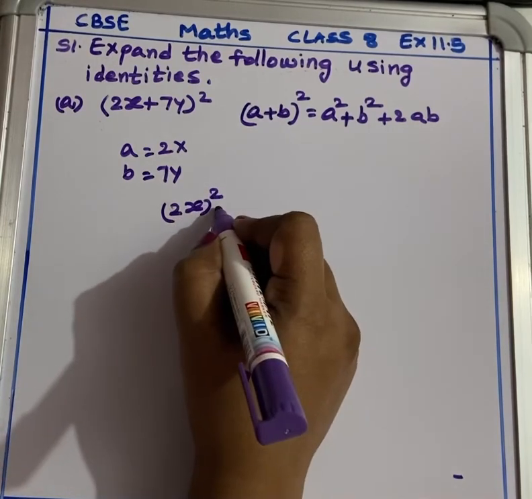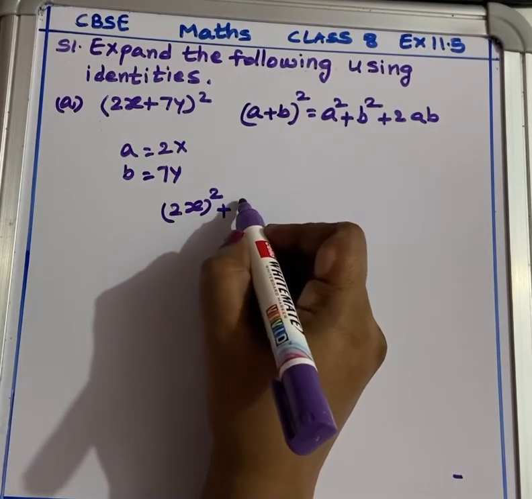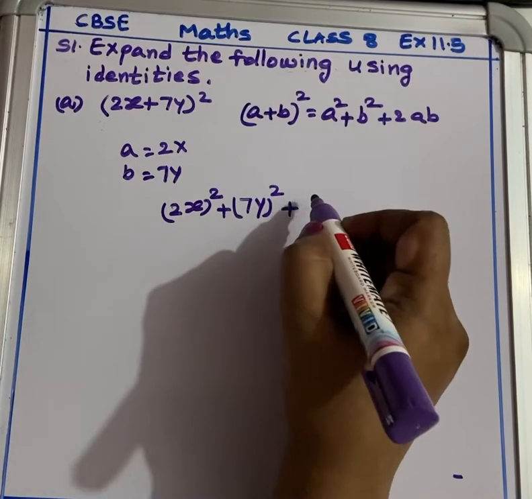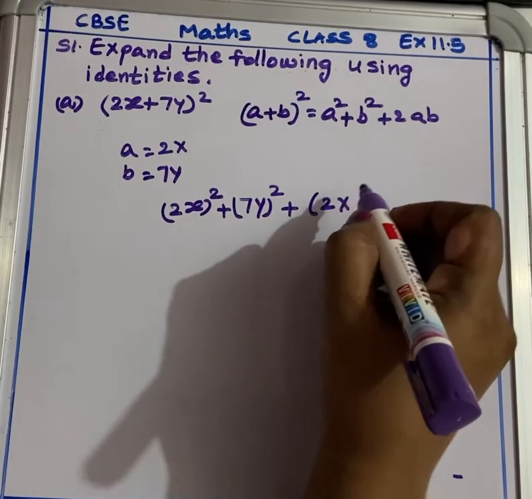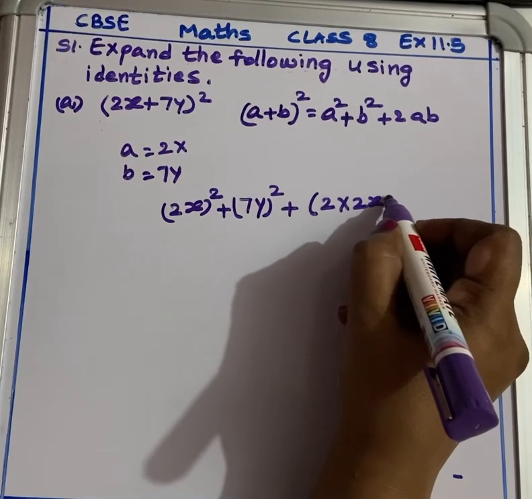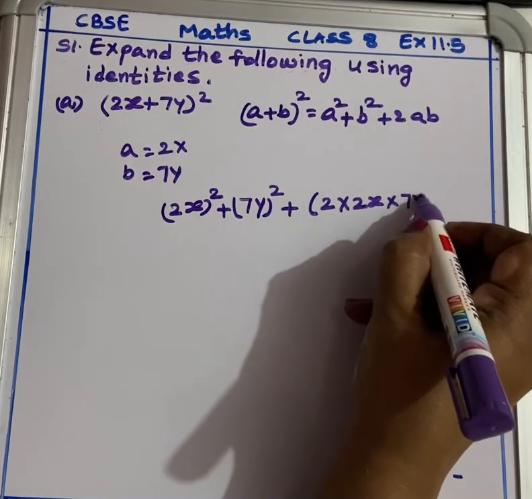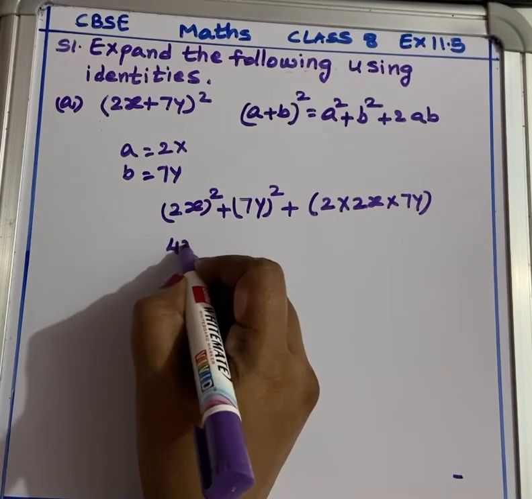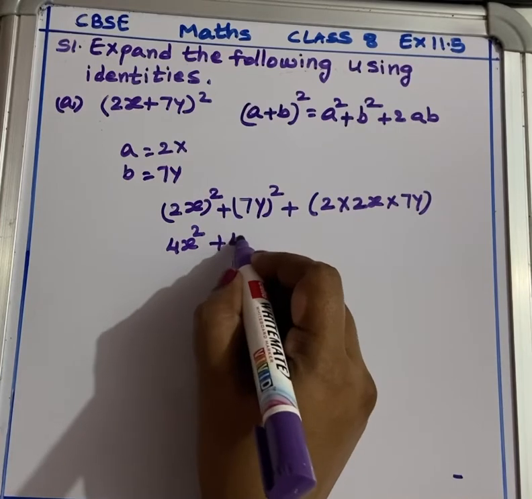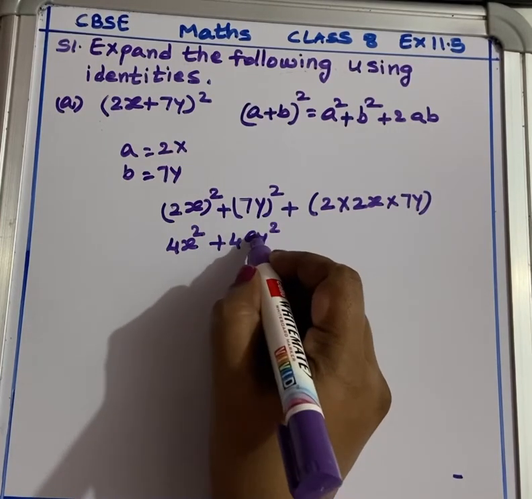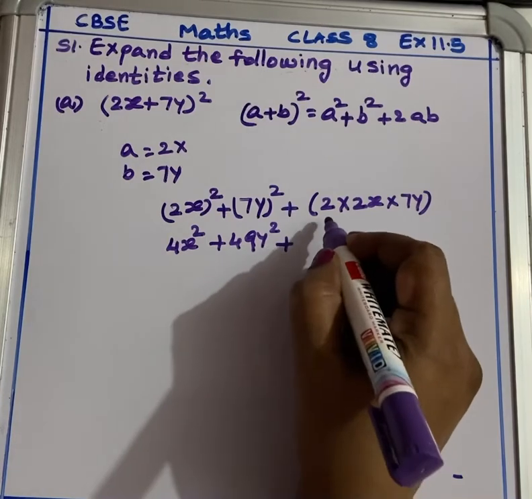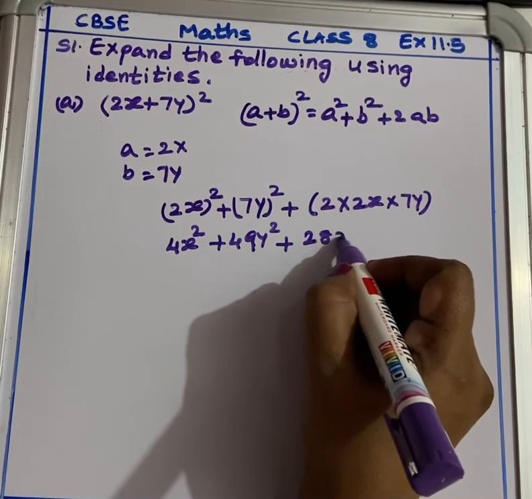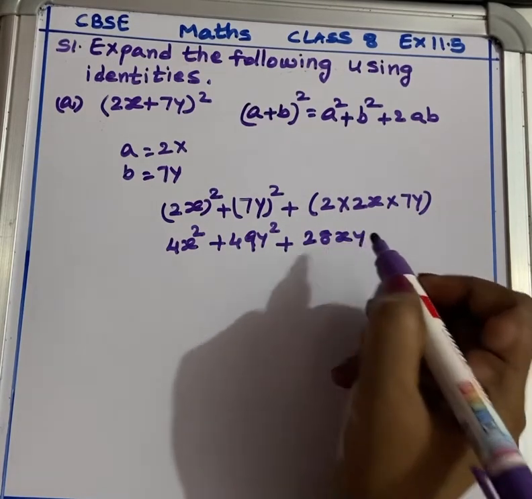(2x) square plus (7y) square plus, in brackets, 2 into 2x into 7y. Okay, so here what comes? 4x square plus 49y square plus 28xy is the answer.